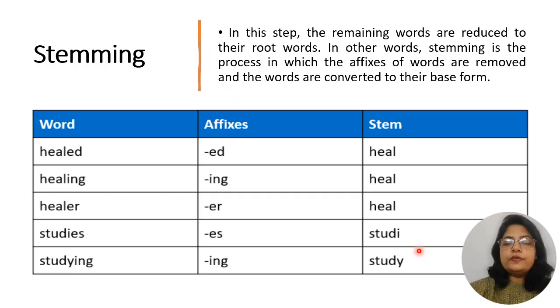Now the output of stemming is called stem. You can see here, sometimes the output of stem might not be a meaningful word. So for this purpose, we have got the next algorithm, which is called lemmatization.